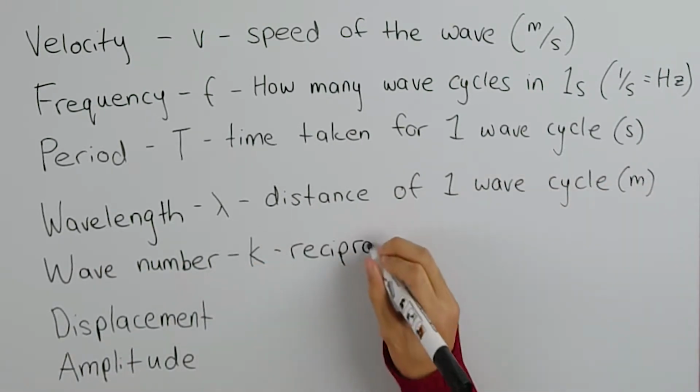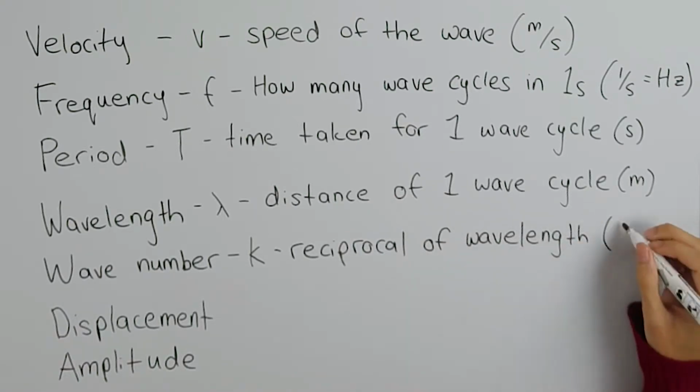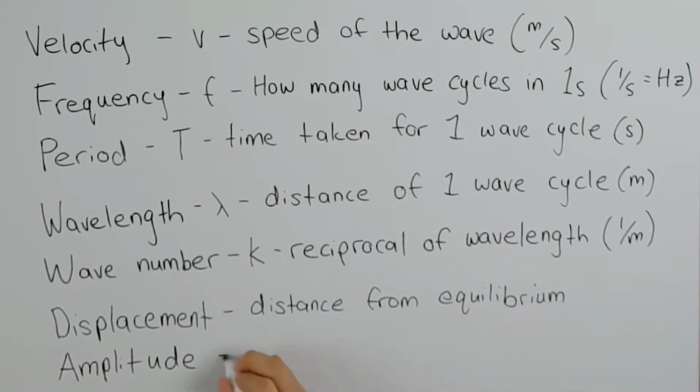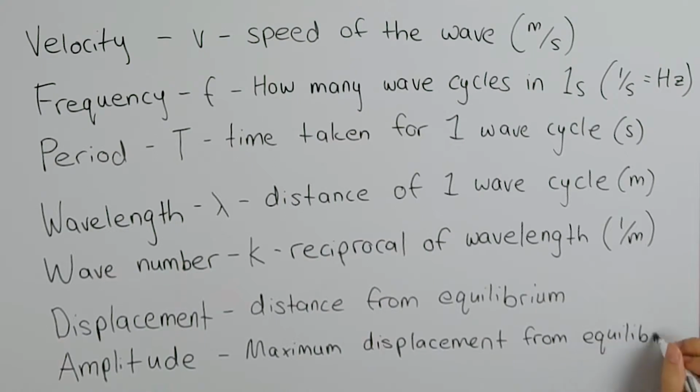The wave number k is the reciprocal of the wavelength, so its units are per meter. Displacement is the distance from equilibrium, and amplitude is the maximum displacement from equilibrium.